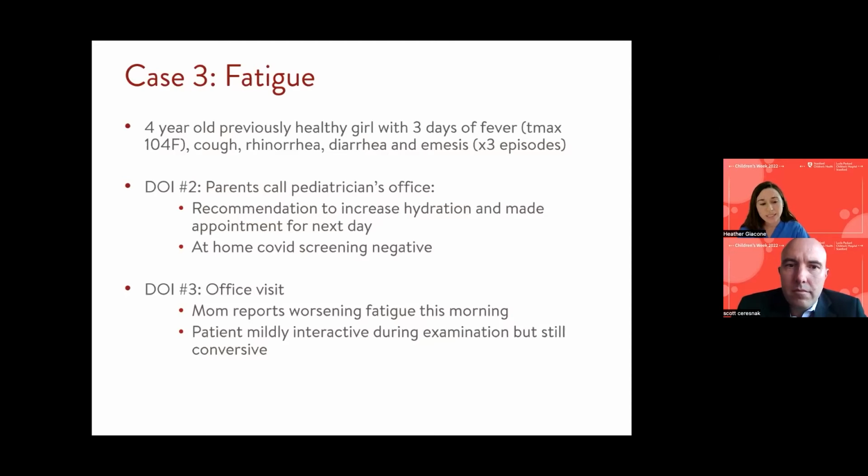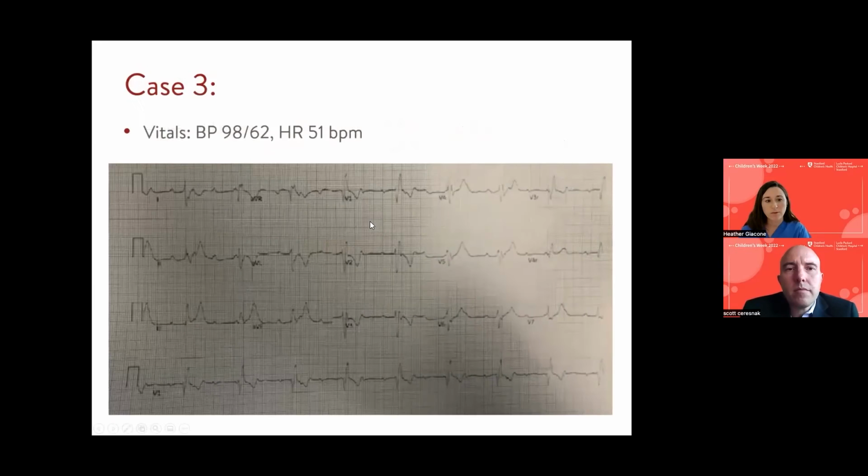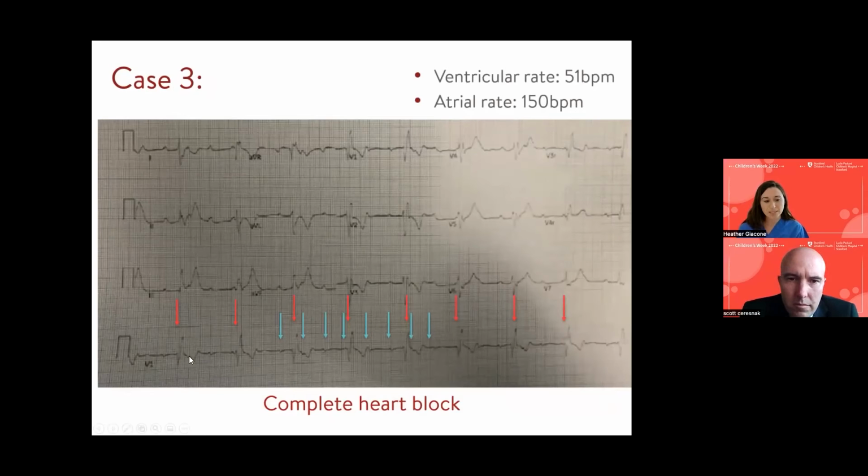So day of illness 3 is the day of her office visit. Mom reports worsening fatigue that morning. In your office, you can see that the 4-year-old is mildly interactive during the examination, but still conversive and somewhat appropriate for her age. While you're doing her examination, though, you notice that her heart rate is quite low. So she is bradycardic. You send her off for an EKG, and this is the EKG that you come across. So what is this showing?